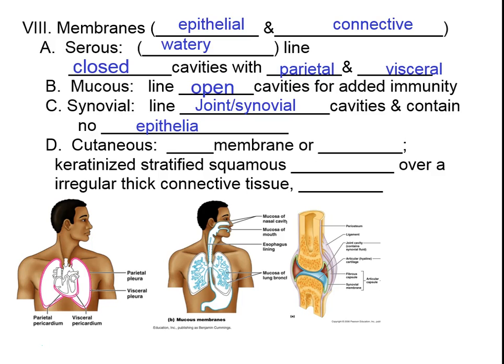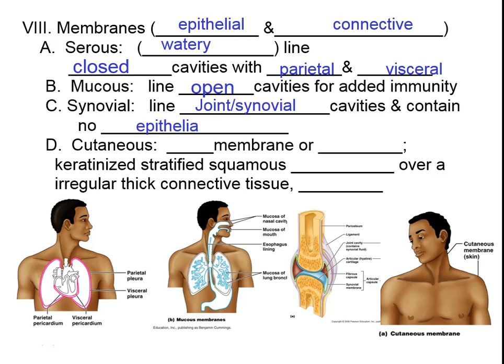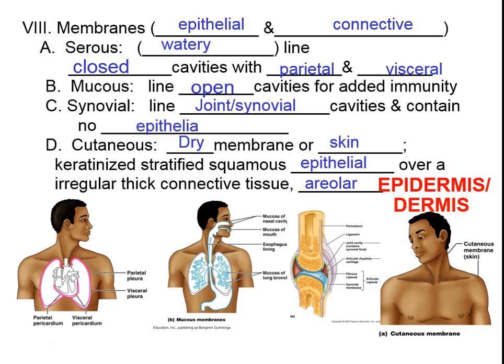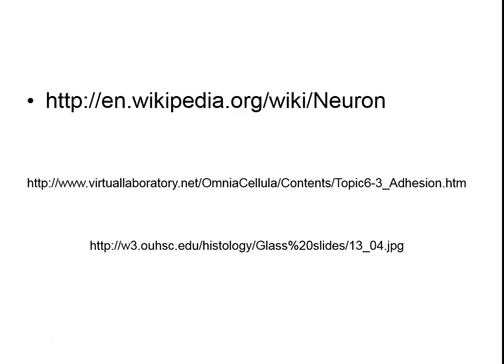And then the only dry membrane is going to be skin. It doesn't need the lubrication because it's not two surfaces rubbing together, but is your outer surface. It is keratinized, stratified squamous epithelial over irregular thick connective areolar. The epithelial is going to be known as epidermis. The connective tissue is dermis. Epidermis and dermis. And that is Chapter 4 on the tissues.